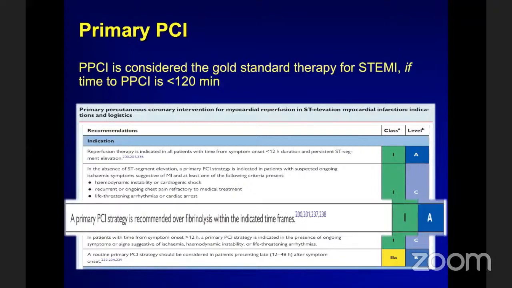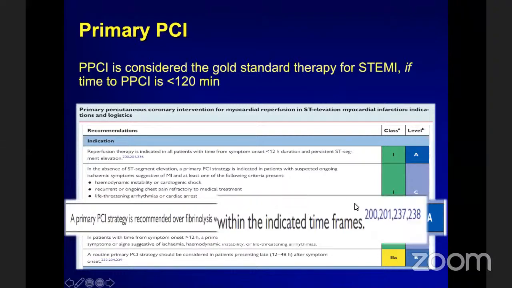Again, the European Society of Cardiology guidelines stated that a primary PCI strategy is recommended over fibrinolysis within the indicated time frame, as an important issue in the recommendation.